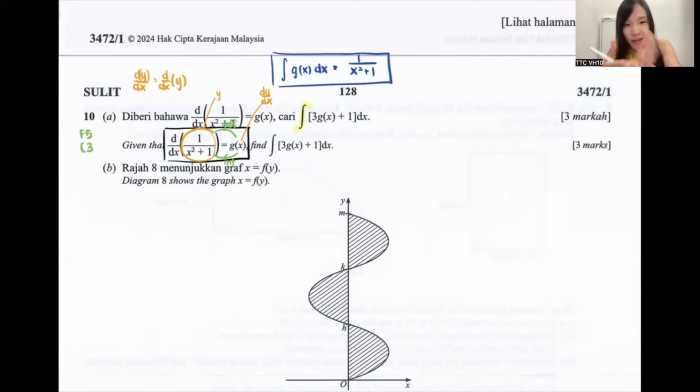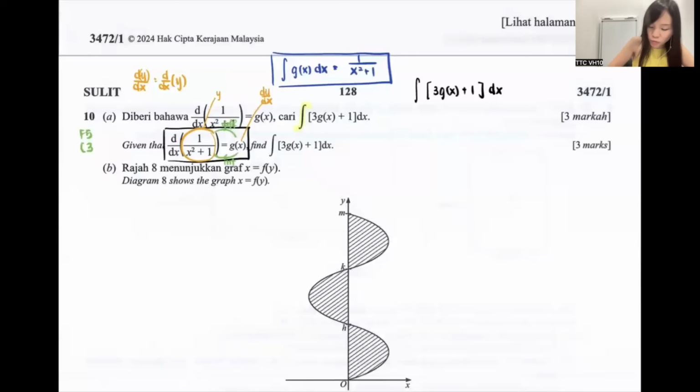Because if you're able to write that, then doing this shouldn't be a problem. Let me show you guys how. So now the question says integrate 3gx plus 1 dx. Okay, how do we do this? For integration, normally you just manually integrate. But gx is a name. I don't think you can integrate it manually. So what can you do, my dear?